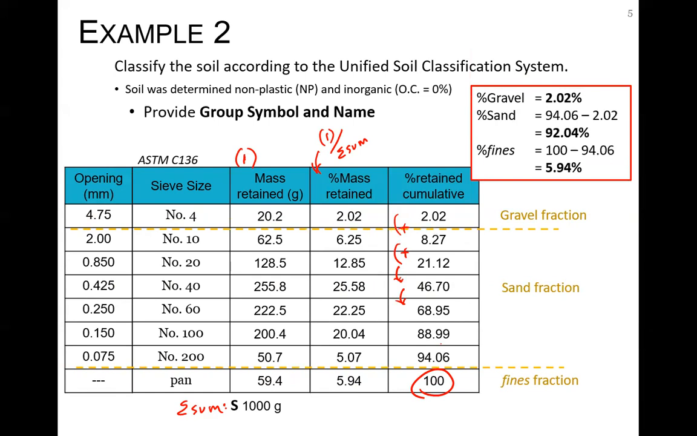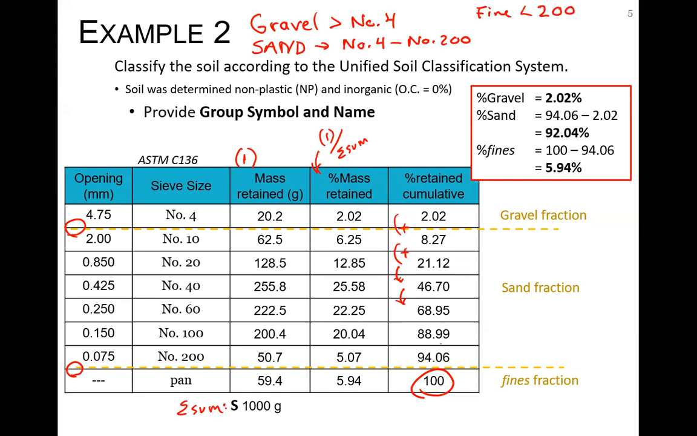So again, the thing to remember with this is that dividing line between the two. Gravel is greater than the number 4 sieve. Sand is in between the number 4 and the number 200. And then our fines are less than the 200 sieve. Fines are sometimes just shown as minus 200, so less than the 200 sieve.